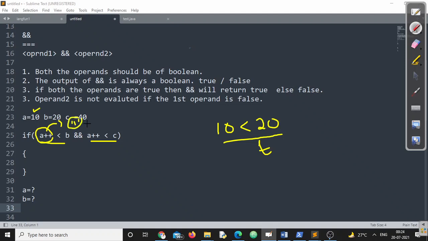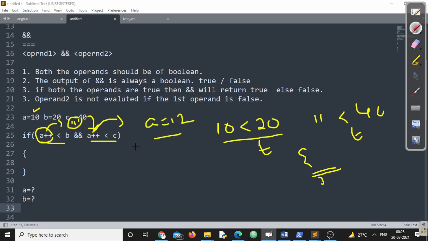Remember, 10 has been used. When it comes to this particular A plus plus, 11 will be used. 11 less than how much? 40. Now this is again true. Now if there is a statement, it will be executed. That means after getting out of this one, the value of A will be 12 because we have used the postfix operation. In case you could not understand this point, I will definitely suggest all of you, please go back to the video on operators 1 and see how these operators are basically operated.